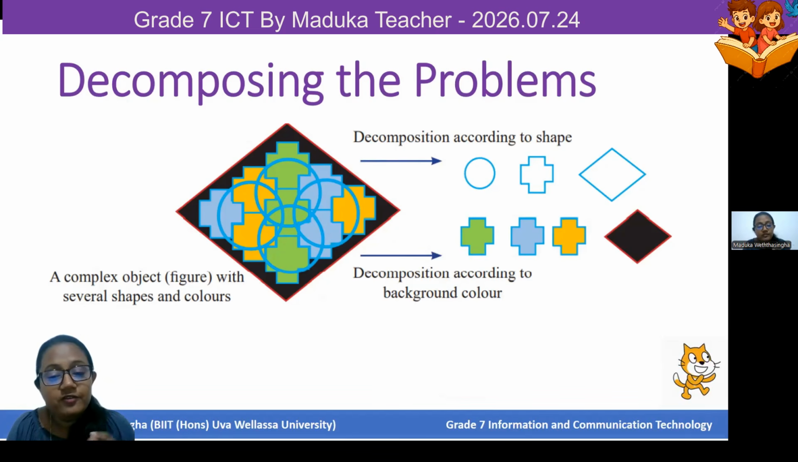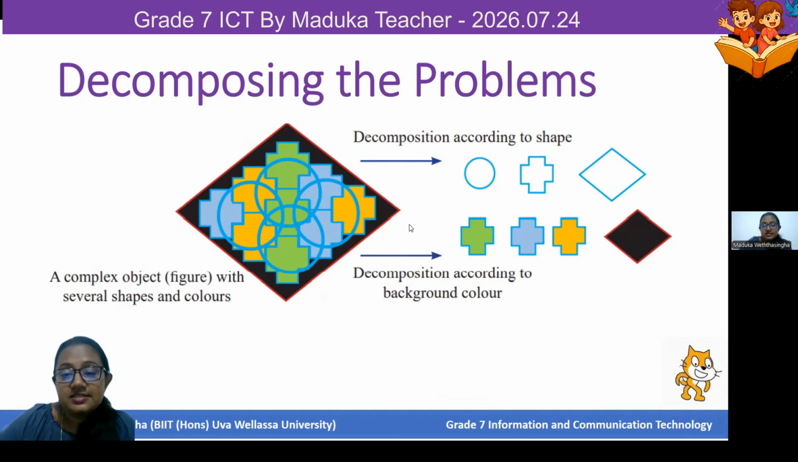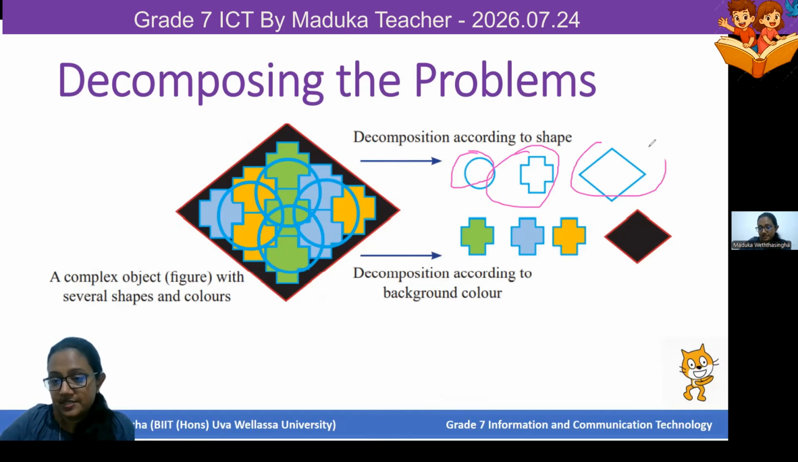But what we are going to do is, first we are going to decompose according to the shapes. See, there's a circle. There are some circles. And also a diamond shape. And also this shape. I don't know the exact name for this shape. Here we can see 3 types of shapes.